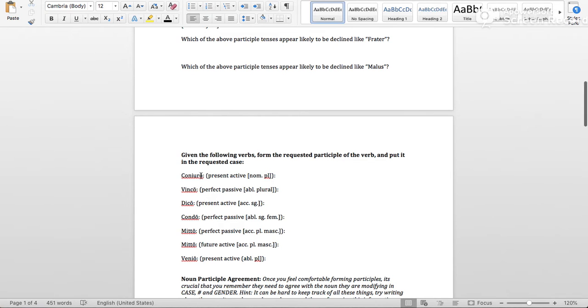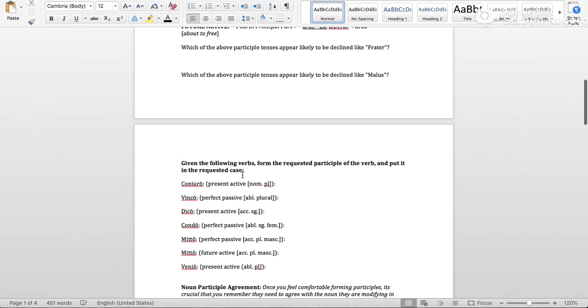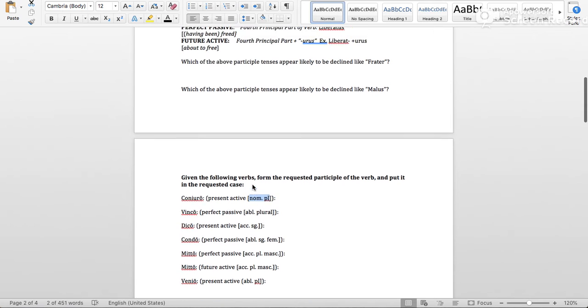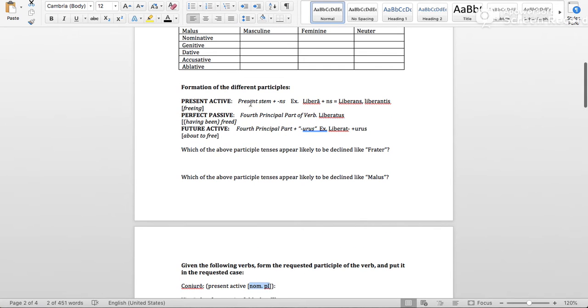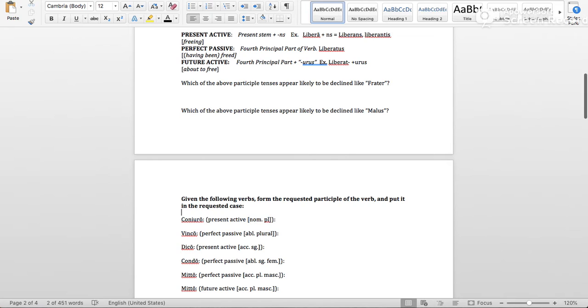So here we look at conjuro, and I give you present active, which means I want the present active participle, and I want it to be nominative plural. So I scroll up here and I recall, all right, how did I form the stem for the present active? I went to the second principal part, and I added ns. What's the second principal part of conjuro? It's conjurare, right? So I chop off the re, I add ns, that gives me the nominative singular.